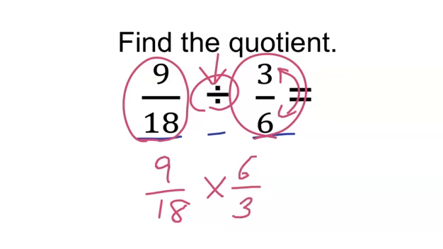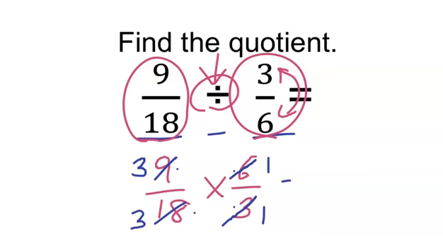Well, this would be a great opportunity to do some cross-reducing because the 9 and the 3, we can divide 3 into both of those. So 3 goes into 3 once, so we're going to cross it out and make it a 1. 3 goes into 9 3 times, so we cross out and give it a 3. And then we got 18 and 6. Well, 6 goes into both of those. 6 goes into 6 once, so we'll cross out. And 6 goes into 18 3 times.